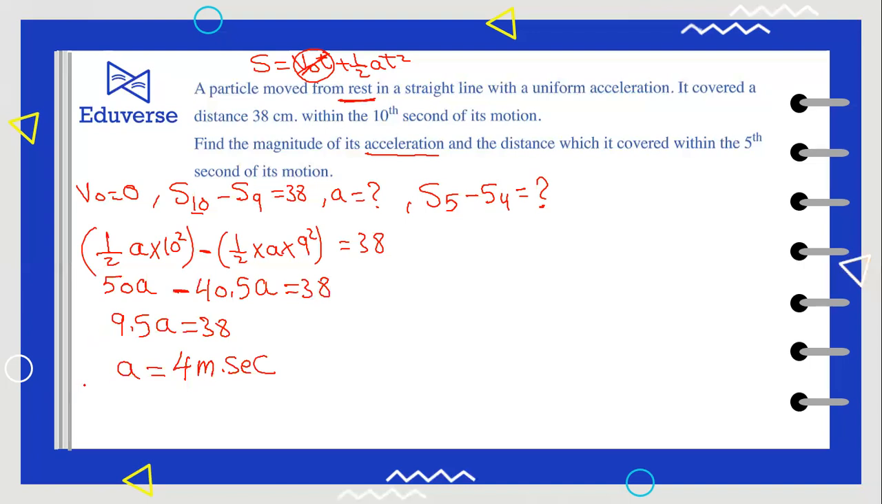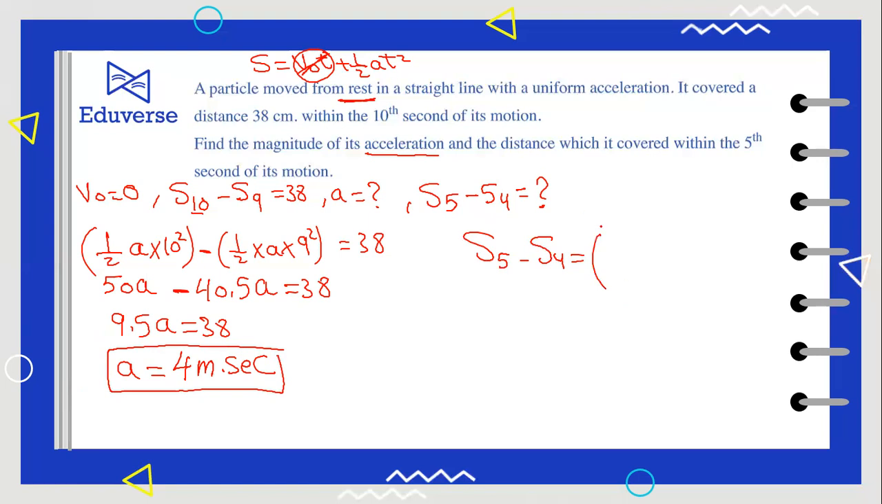38 divided by 9.8, it will be 4 meters per second. I find the first unknown, the first required, acceleration. Then I want to find S5 minus S4. Equal what? S5 minus S4 equal.